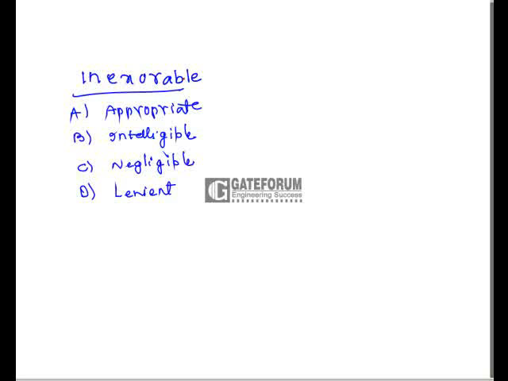What is intelligible? Intelligible means understandable. No, it's not the answer. Negligible. Again, no way. The best answer here is lenient, because inexorable law, rule means what? Which cannot be overcome, which cannot be crossed over. Therefore, the best answer here is lenient. D is the best option.